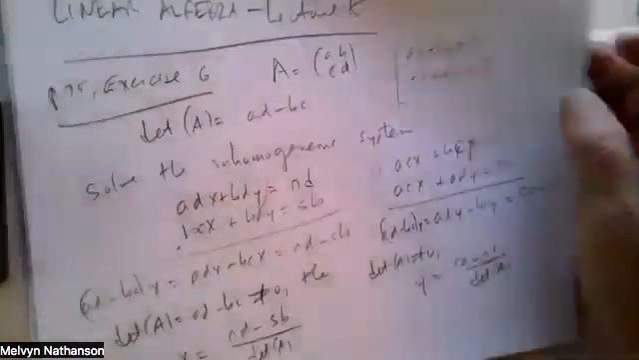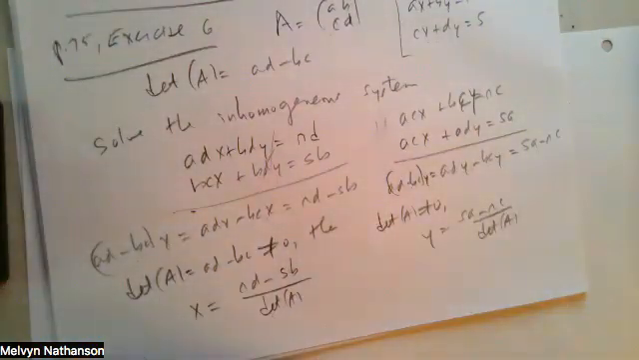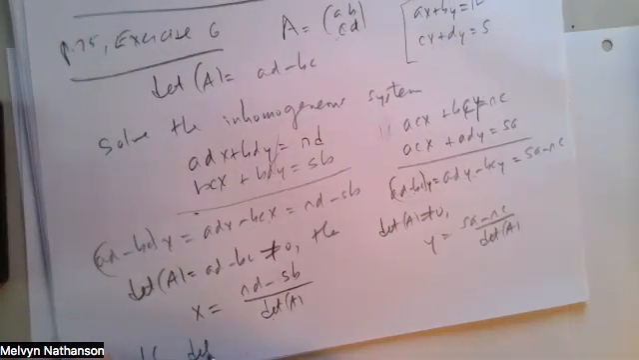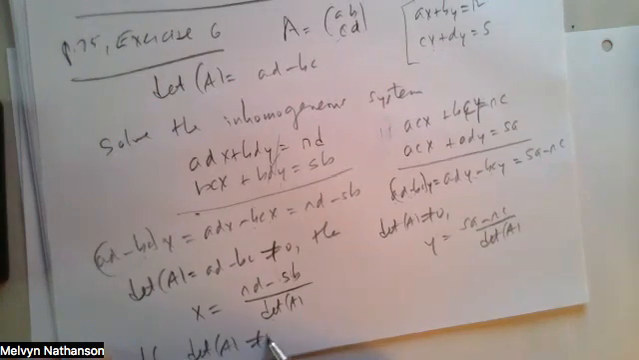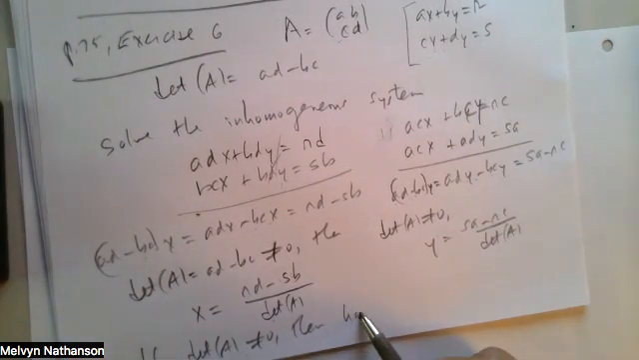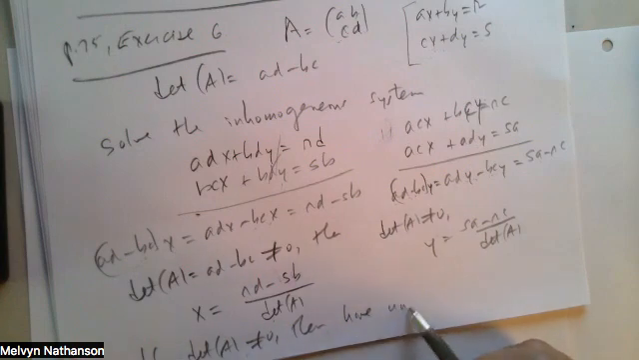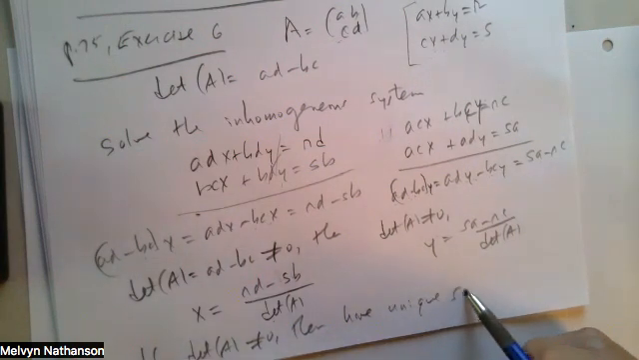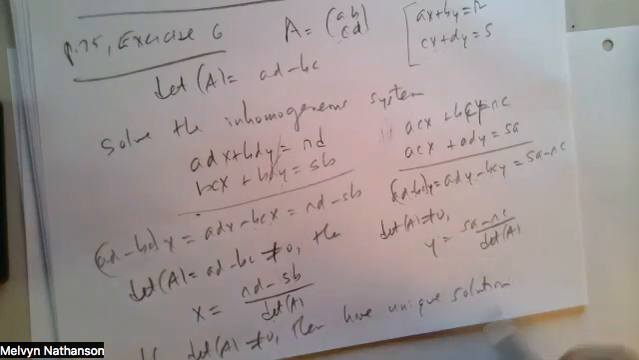So what this says is that if the determinant of A is different from 0, then these equations have a unique solution. So this is half of what we're supposed to prove. If the determinant is different from 0, the equations have a unique solution.